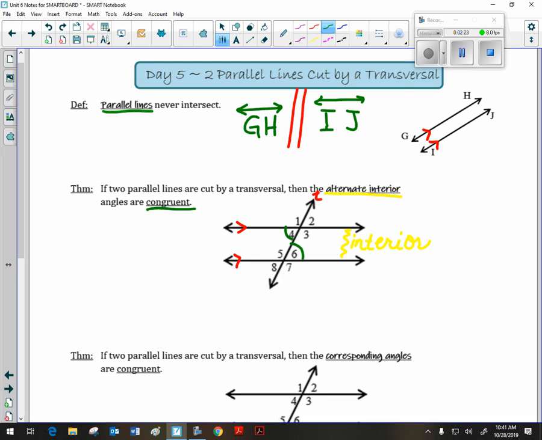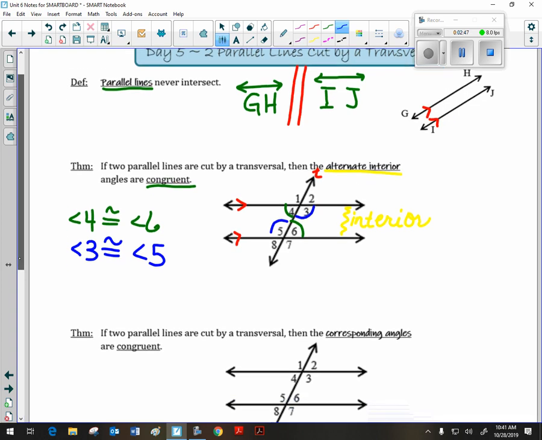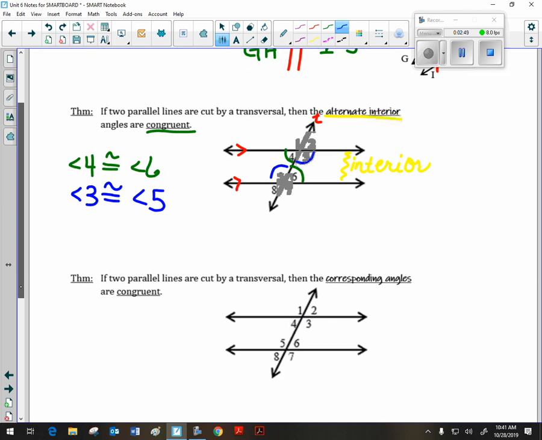And what we know is when we identify them, they are congruent to each other. My other set of alternate interior angles are going to be 3 and 5. They are on alternating sides of the transversal and locations, and they will be congruent to each other as well. Your job is going to be able to find these alternate interior angles and know that their measures are equal.